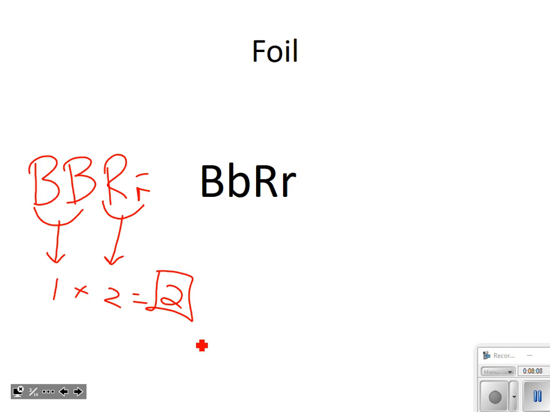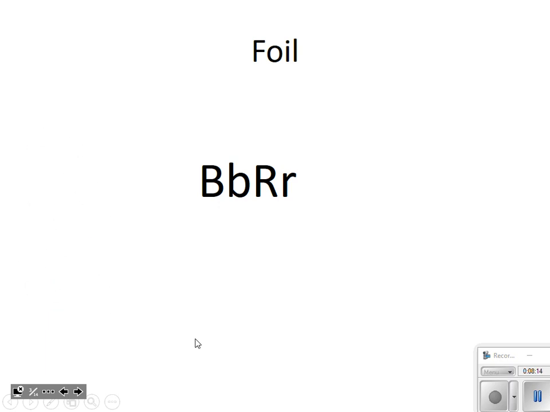Now, here's where it comes in. I know for this particular one, for the one that I have up here now, how many gametes am I going to have possible from that one? 4, right? Because I did my 2 times 2. Now, we're going to use FOIL to do our gametes. Now, what is F? What did I tell you F was? First. Right there. The first 2. The big R and the big B.